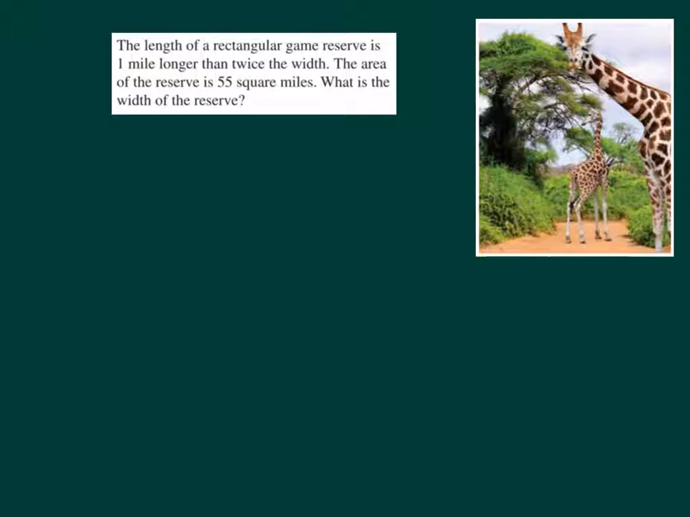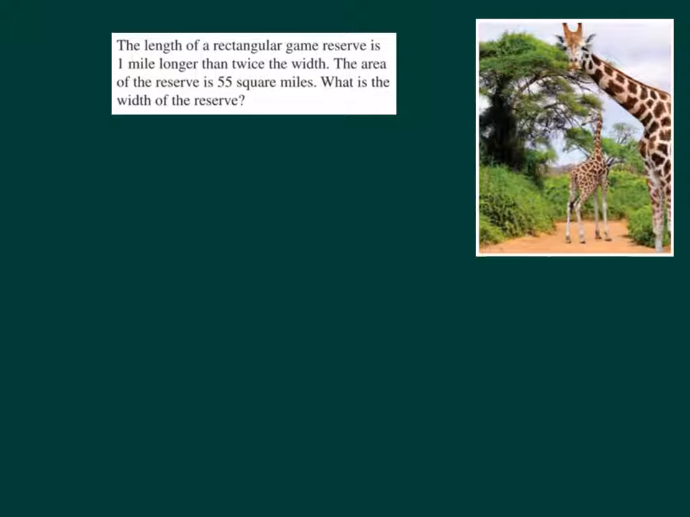All right, let's see if we can use this factoring method in order to solve a word problem. The length of a rectangular game reserve is 1 mile longer than twice the width. The area of the reserve is 55 square miles. What is the width of the reserve?